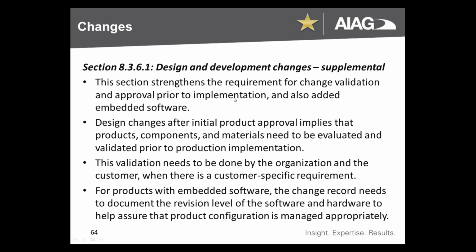(8361) Design and development changes. A strengthening of the requirement for change validation and approval prior to the implementation of any change. This also goes for embedded software. If required by the customer, the organization shall obtain documented approval or a documented waiver prior to production implementation. And if dealing with embedded software, the organization shall document the revision level of software and hardware as part of the change record to ensure configuration management.